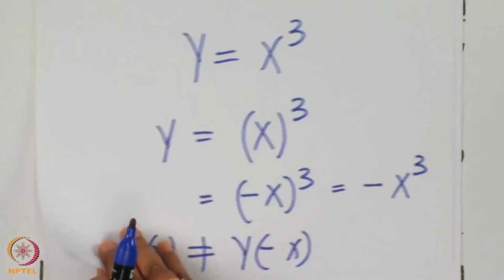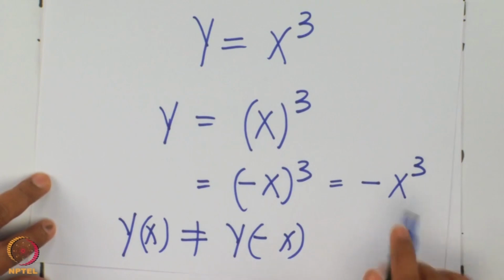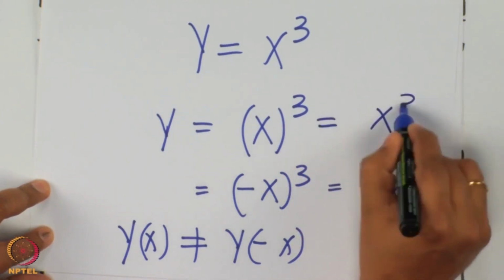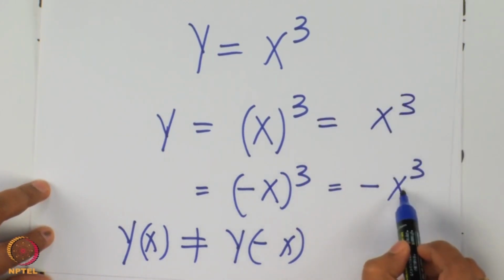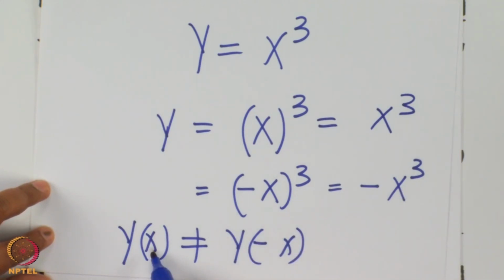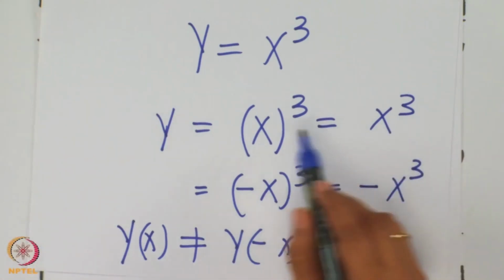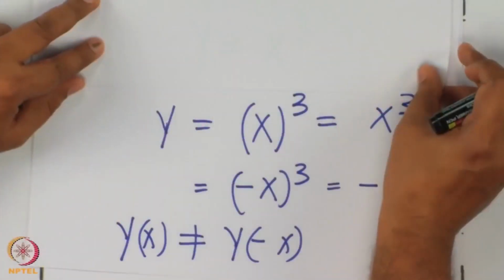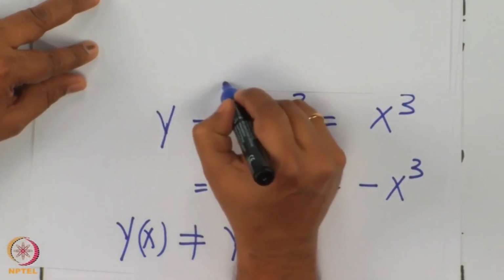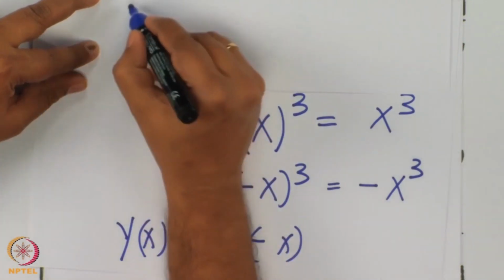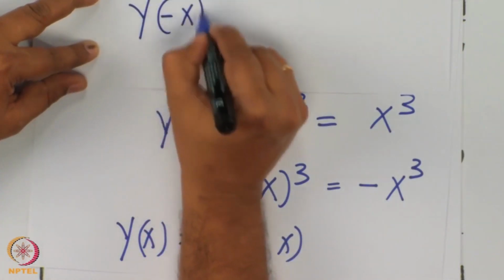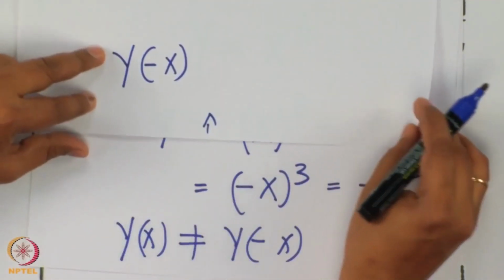Rather, interestingly, what you can see here is that this is minus x, so this is x cubed, so this is minus x cubed. So y of minus x is minus y of x. I want you to see this, and let me write this a little bit carefully. What I am going to write is y of minus x.